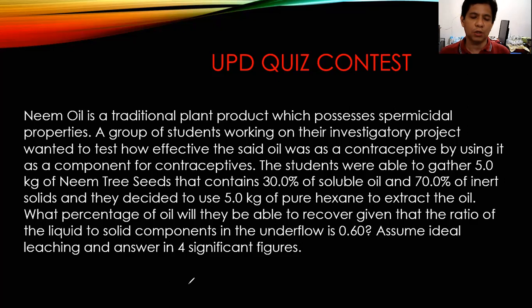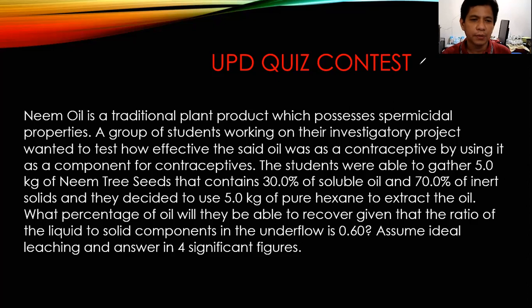So, itong 0.60 na to, ito yung sinasabi kong sa inyong retention. Ang you can interpret this kasi ratio siya ng liquid to solid as you're going to get 0.6 kilogram of solution retained for every kilogram of inert solid. Ganun yung interpretation ng 0.6. So assume ideal leaching, so lahat ng assumption natin valid, Y1 is equal to X1 and answer in 4 significant figures. Okay, so let me share you a whiteboard.